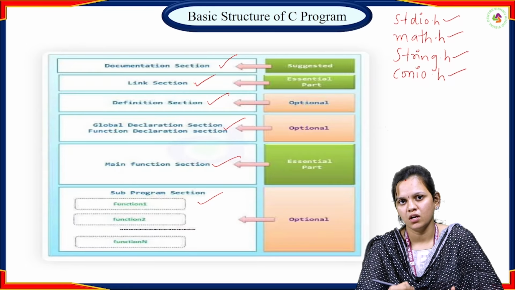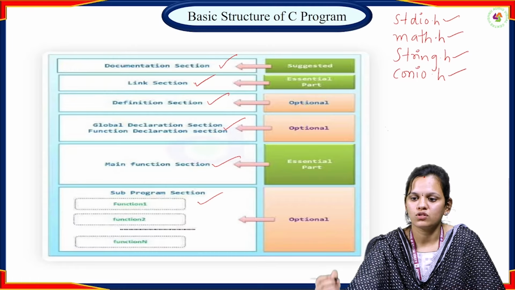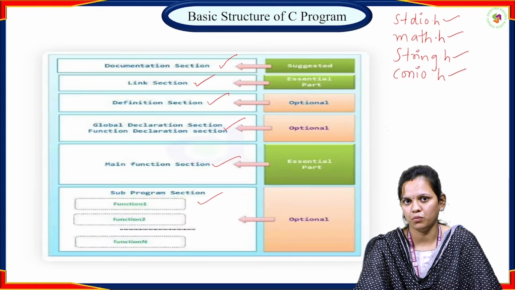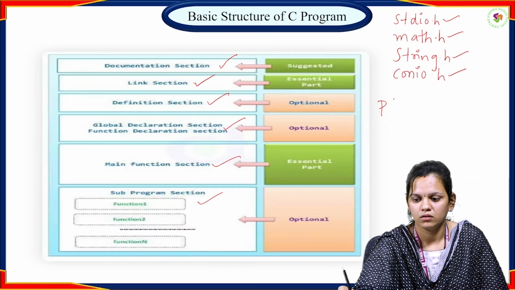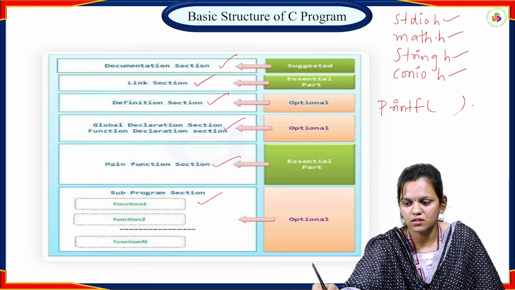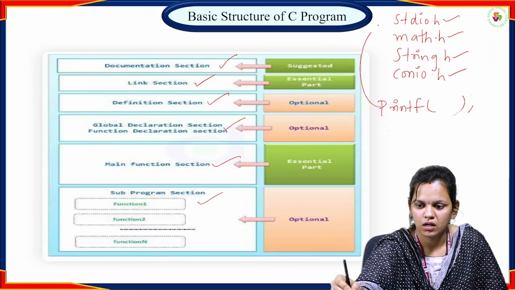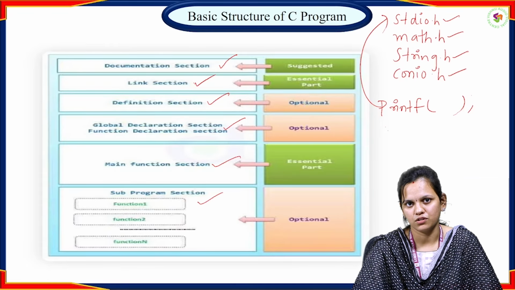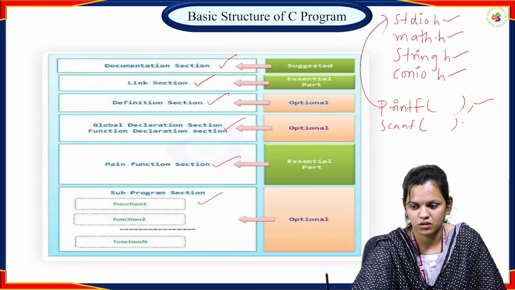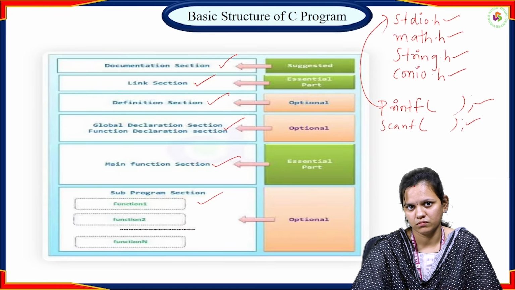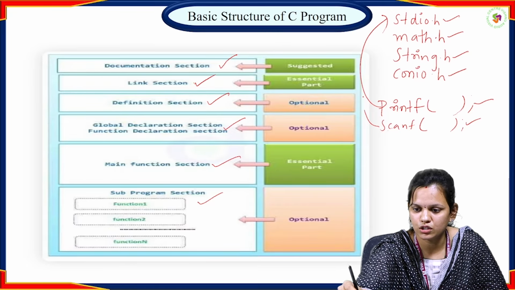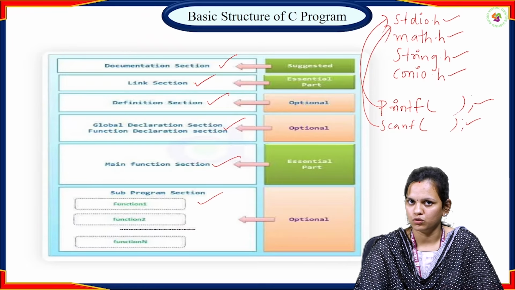We'll be having some functions which are defined in these header files. The standard input output header file should be written in each and every program because to get the output, we will use the printf function. This printf function is stored in stdio.h. This is the output function, and we'll also have the scanf statement, which is used as an input function. It will read the input from the keyboard. This function is also related to the standard input output header file.